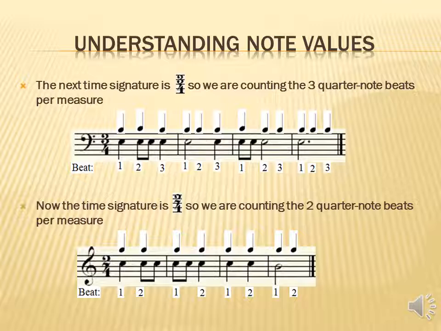The next time signature is 3/4, so we are counting 3 quarter note beats per measure. The quarter notes listed at the top of this example are there to show how the different kinds of notes fit into each quarter note beat, and the beats are numbered at the bottom. And it sounds like this.